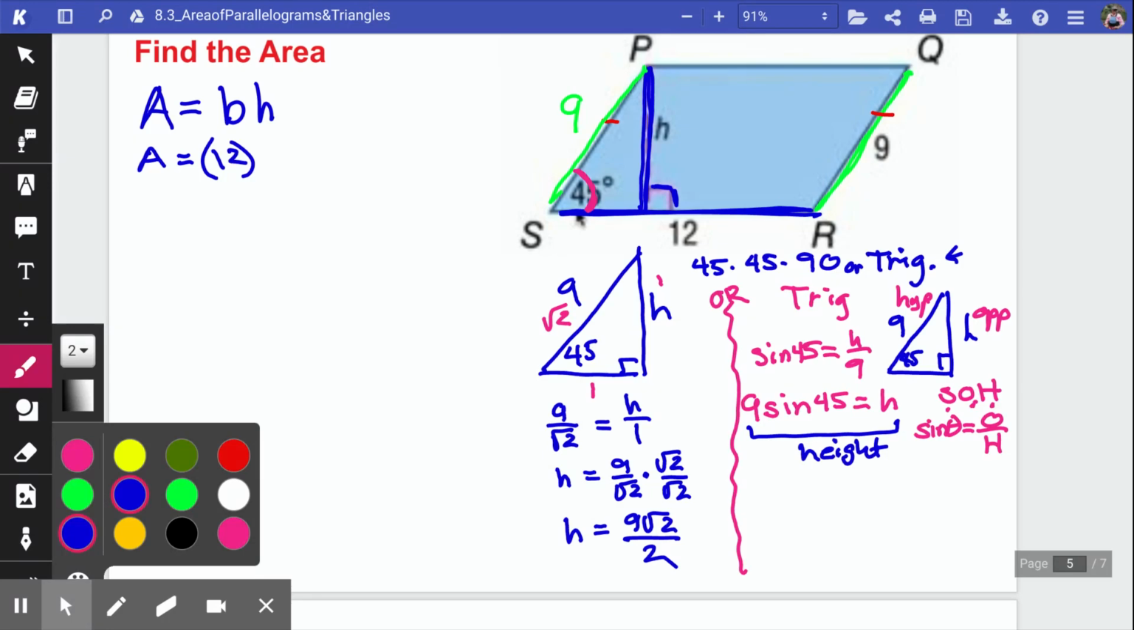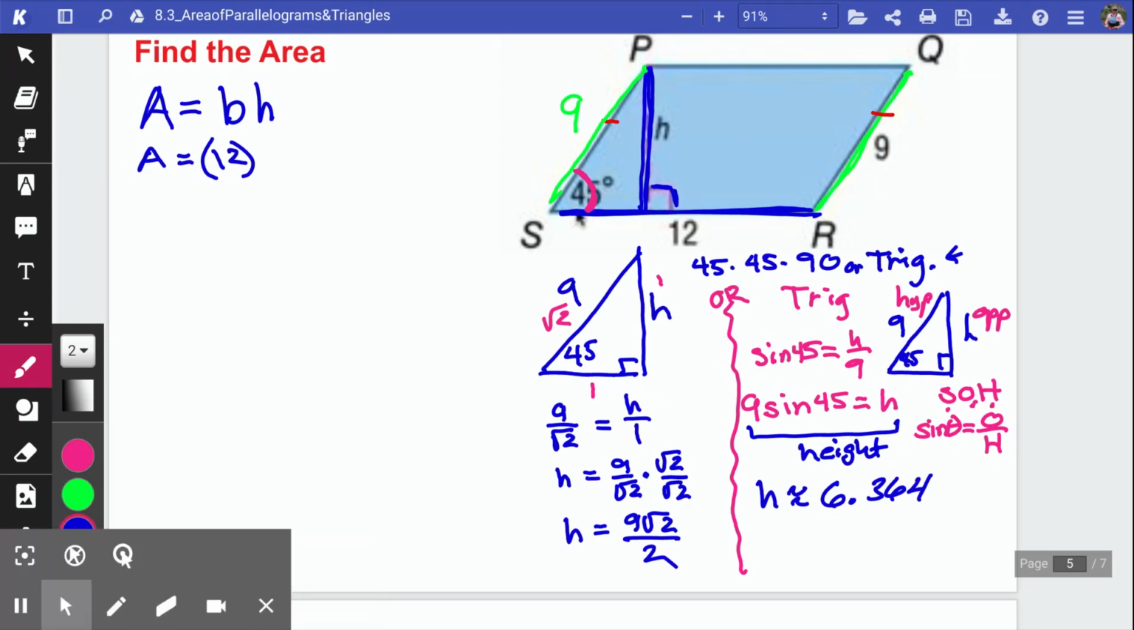The decimal approximation for that, we need to put in our calculator. Make sure your calculator is in degree mode. Just double check yourself, it's been a while since we've done that. So 9 sine of 45 is equal to 6.3639, so 364. Just be sure to see if you're being asked for the exact. You're going to have to use the 45-45-90. If you're not, and you can round to the nearest thousandth, then you can use trig.